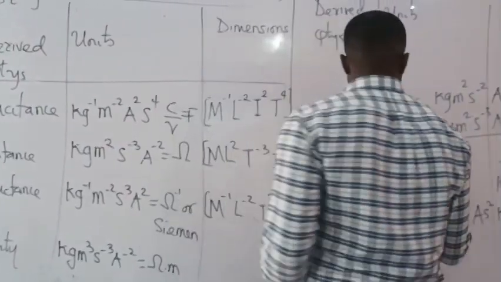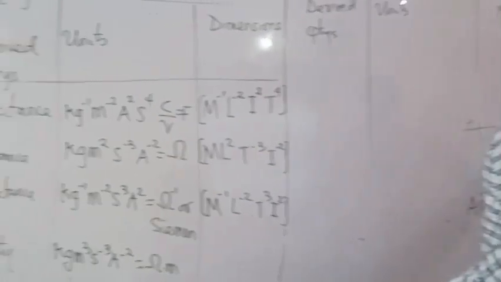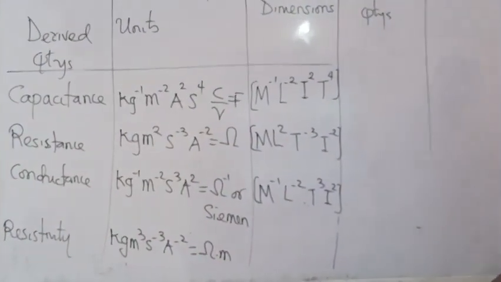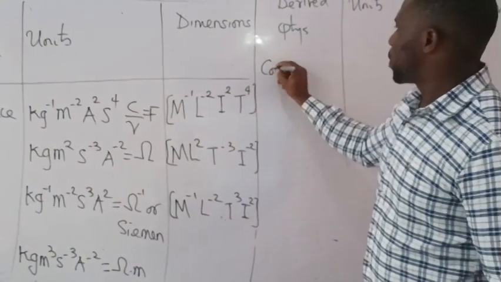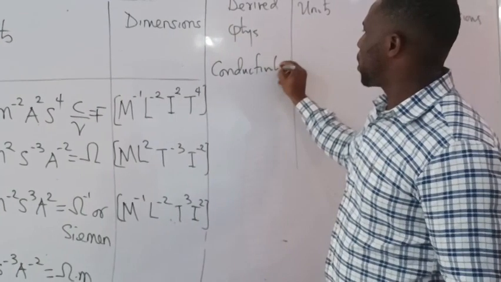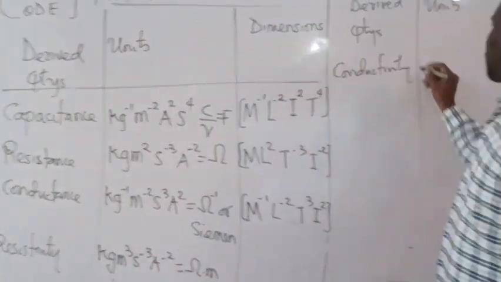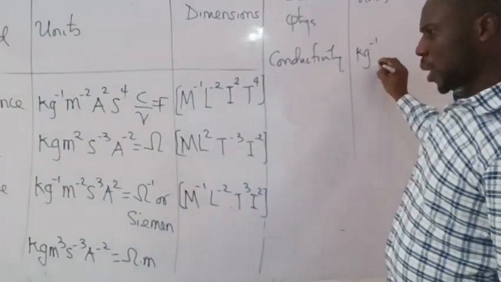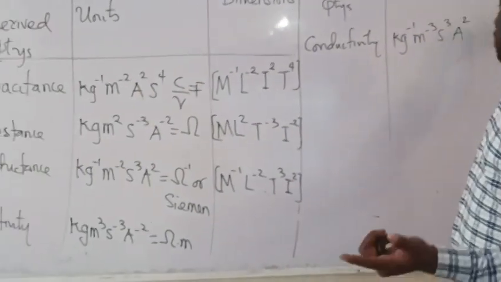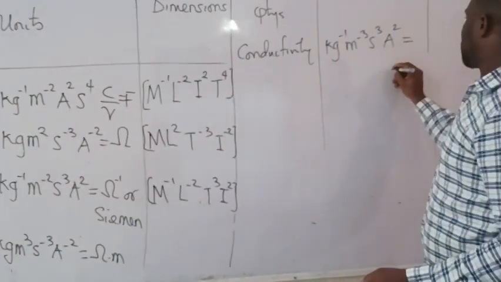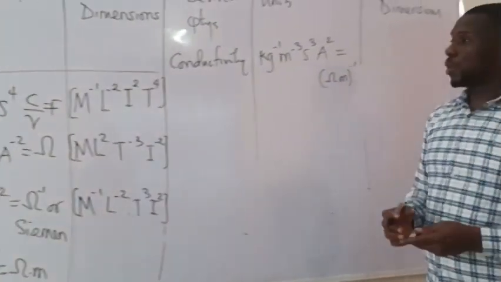And of course we have other derived quantities. Aside from resistivity, we have electric conductivity, which is usually the inverse of resistivity. So I'll just flip this over. So I have per kilogram, per cubic meter, second raised to power 3, and ampere raised to power 2. And this is the same as ohm meter all raised to power minus 1. That's the unit for conductivity.